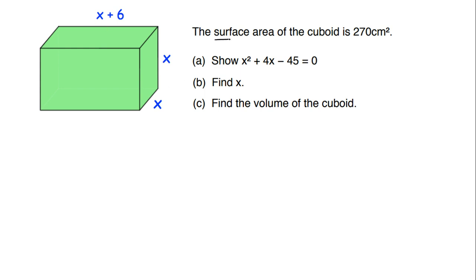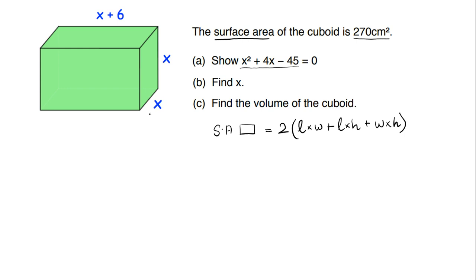Now it says the surface area of the cuboid is 270, which means that I need to first of all check out my surface area representation so that I can put these values in and probably get this equation that they've given here, that is x squared plus 4x minus 45. Now for that, I need to know what is the surface area of a cuboid. So the surface area of a cuboid is 2 times length times the width plus length times the height plus width times the height. That is the formula for surface area of a cuboid.